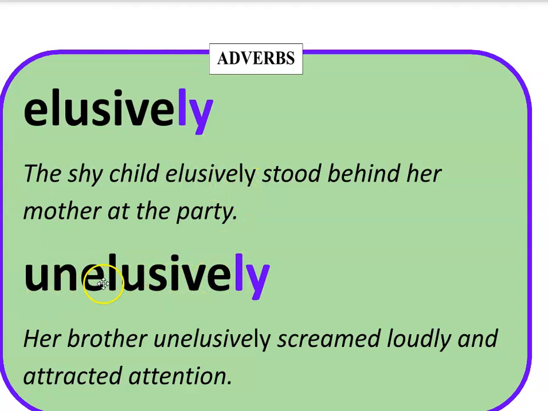Unelusively would be the opposite. Her brother unelusively screamed loudly and attracted attention. So again, this is describing how the brother screamed. The brother screamed in a manner, ly, that did not have the quality of being able to avoid. So you could clearly see, could not avoid being seen. And so unelusively is the opposite.